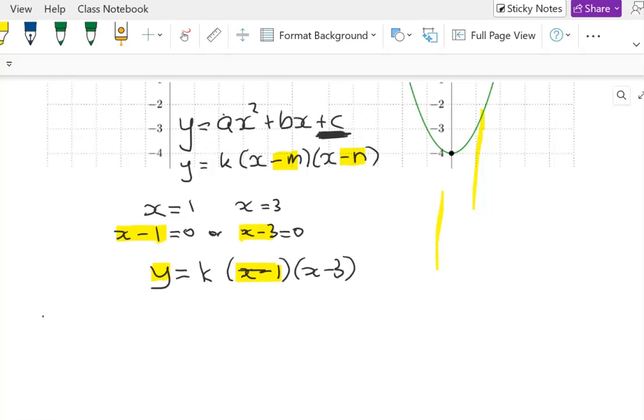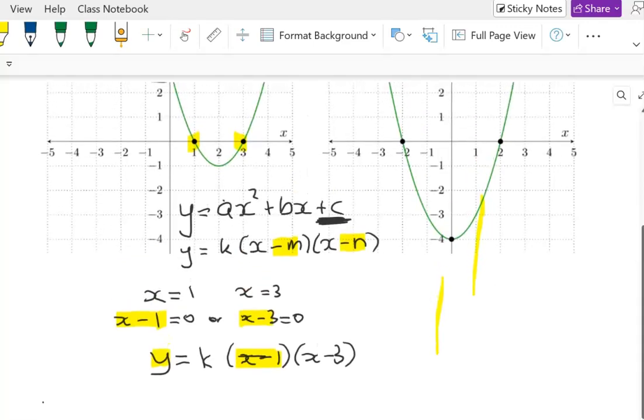Okay. Sam, I suspect this is probably a little bit too slow for you, but never mind, just hang in there. All right, so step 1 is to figure out what are my x-intercepts.